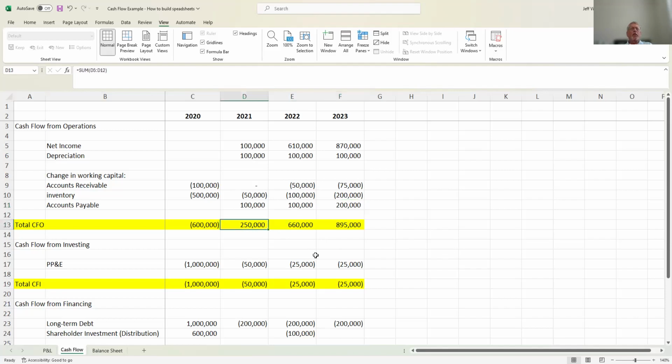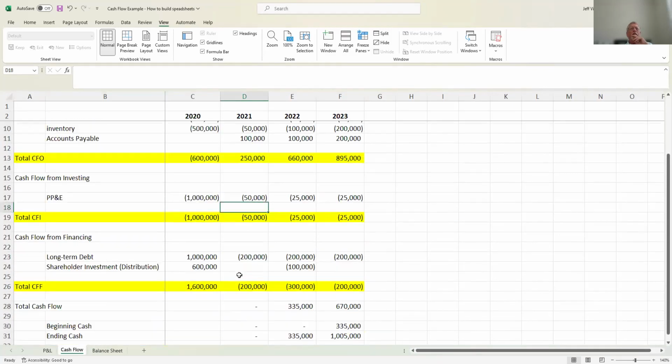We add this up in your cash flow from operations. Think of this as the cash flow you've actually generated in the business. It's 250, then it goes to 660, and then it goes to 895. All right.